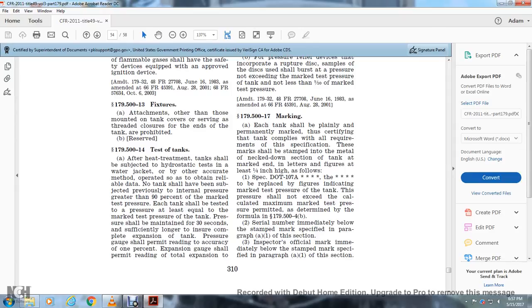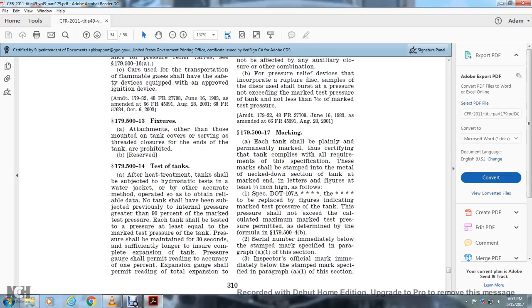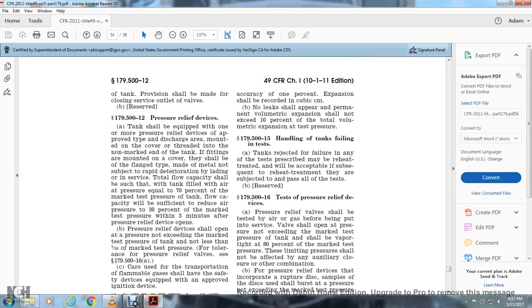Pressure gauge shall be permitted to read with an accuracy of 1%. Expansion gauge shall be permitted to read a total expansion with an accuracy of 1%. Expansion shall be recorded in cubic centimeters. No leak shall appear, and the permanent volumetric expansion shall not exceed 10% of the total volumetric expansion at the test pressure.